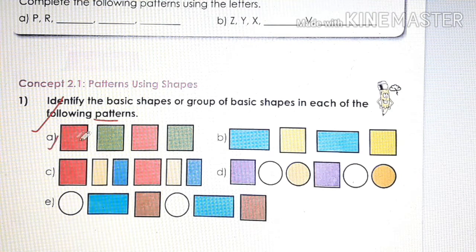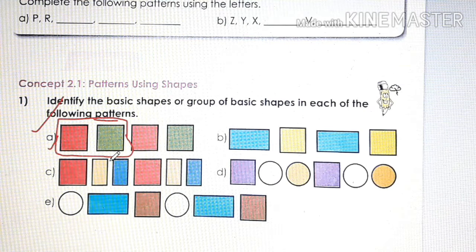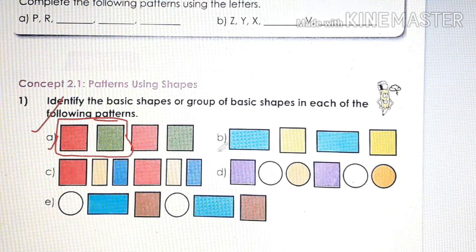Now first one, shapes are the same, isn't it? But colors are different. So what are the basic shapes? We are going to repeat this too, isn't it? So this is your basic shape. Clear? So this is how we identify the basic shape.